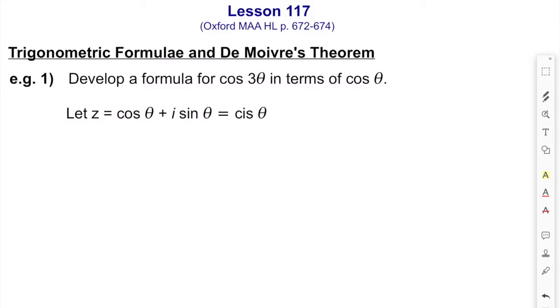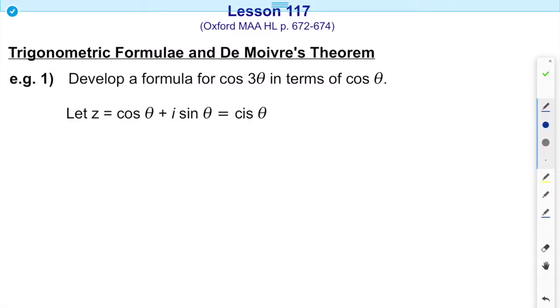When I look at cos 3 theta, it reminds me of a power of a complex number that will give me some kind of a form like cosine n theta plus i sine n theta. So I'm going to let z be cosine theta plus i sine theta, or write that in polar form, which is cis theta, and try to raise z to the power of 3 in two ways. First, using De Moivre's theorem and polar form, and then compare that to the cube of z in rectangular form.